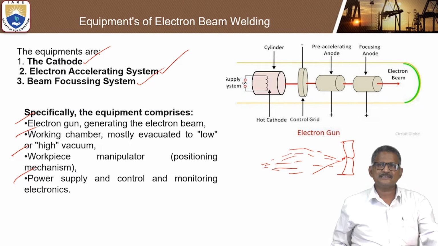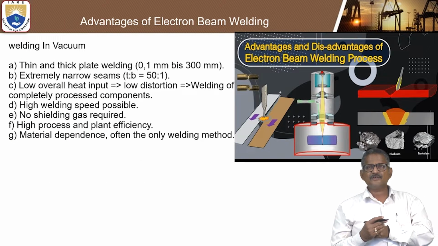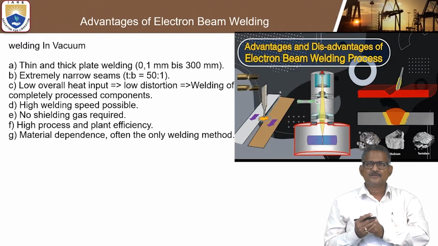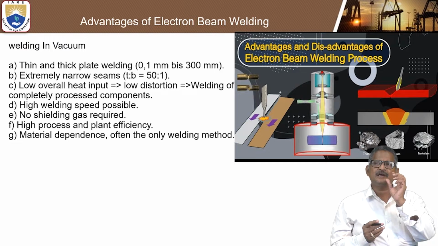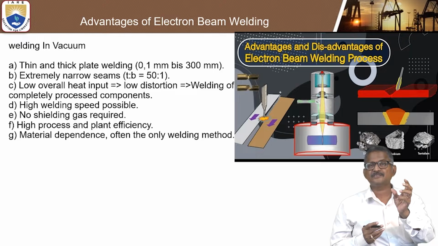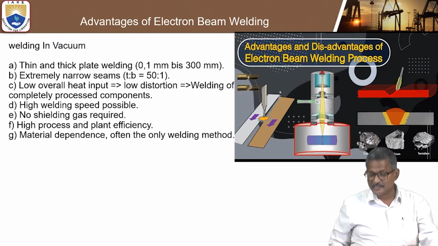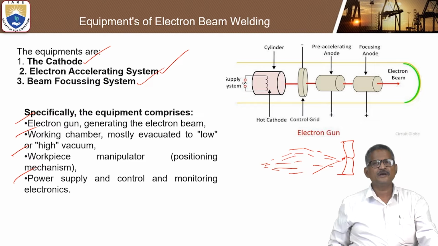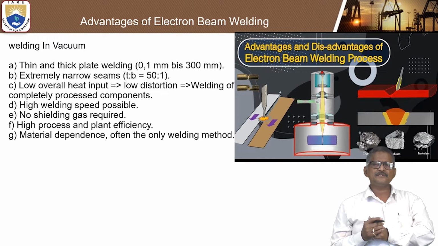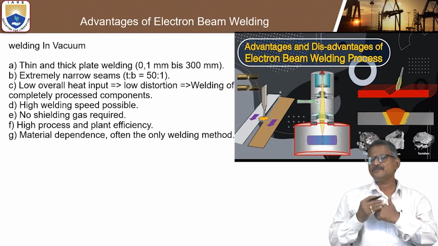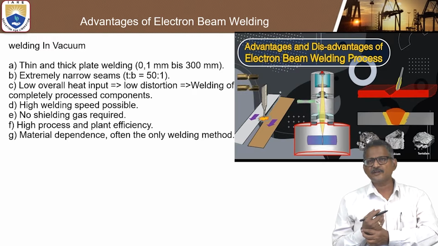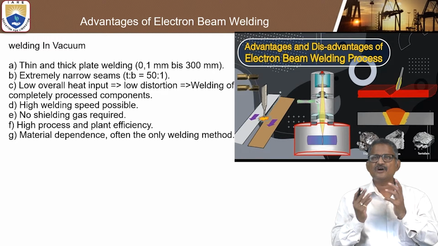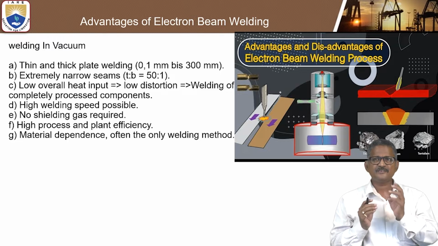Okay, now let us see the advantages of electron beam welding. So far you have clearly understood what the EBM process is, what principle is involved in EBM, what the specialty of the method is, and what the instrumentation is. This is called the equipment of the EBM process. Coming to the advantages, nowadays any welding process has some merits and demerits. Even electron beam welding has a few advantages and a few disadvantages.